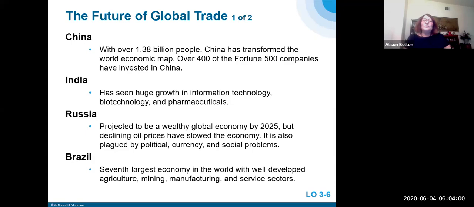So, future of global trade. China continues to grow. They have over 400 Fortune 500 companies. That's a huge, huge number. It means we only have 100. They have over 500 of them invested in China.